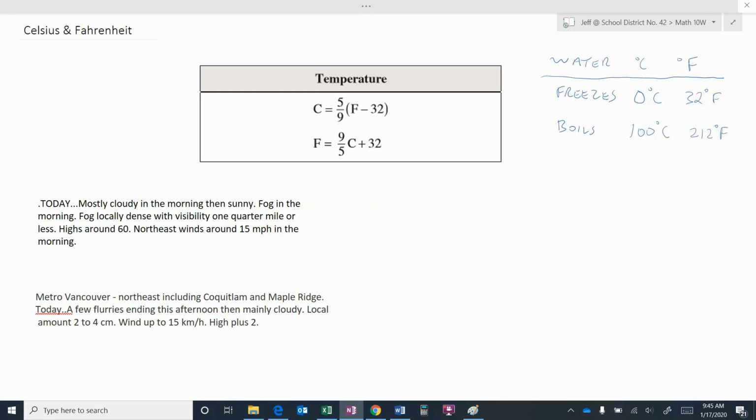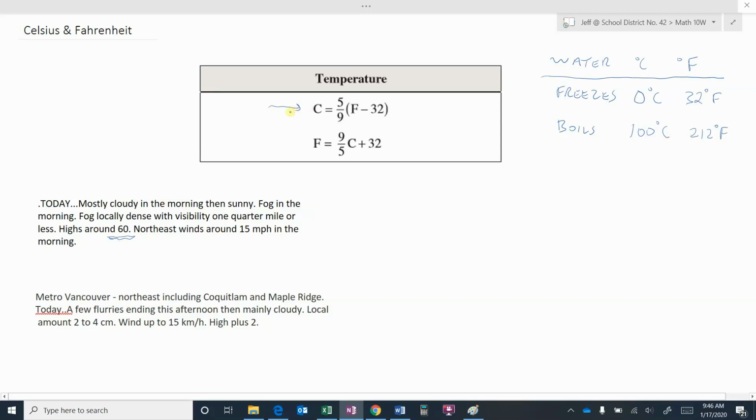So what I've done here is I pulled a couple of forecasts on January the 17th. Let's just say that you're planning a trip down to Disneyland in California, and you look at the forecast, you're kind of wondering what the day is going to be like. Here's what it's like there on January 17th. Mostly cloudy in the morning, then sunny, fog in the morning, fog locally dense, visibility a quarter mile or less. And then here it says highs around 60. Well, that's going to be, of course, 60 degrees Fahrenheit. So maybe we're not totally sure what that is in Celsius, so we'd like to convert it.